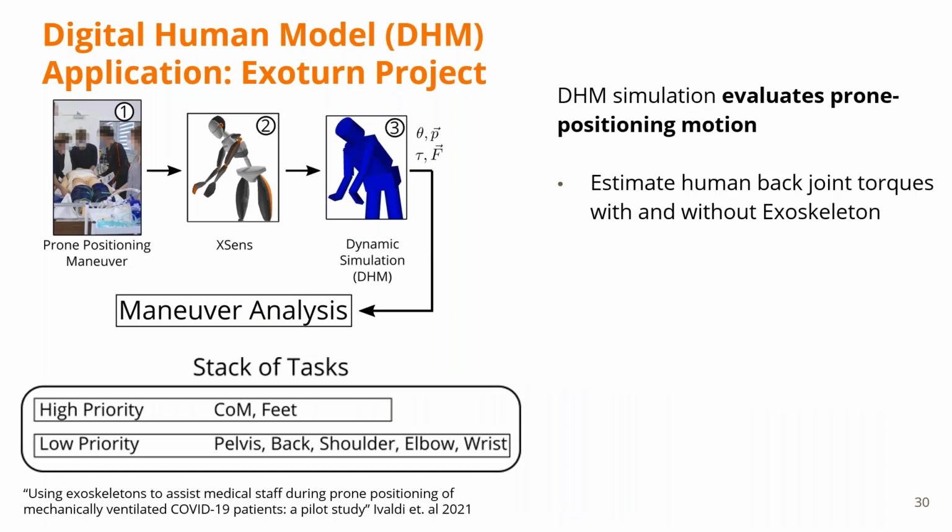Here, the motion is captured using the XSense system. Some Cartesian trajectories are then retargeted from the XSense model to our human model simulation using the QP controller that I previously mentioned, and its own associated stack of tasks. Then, for each motion, the torques at the model's joints are estimated. With these estimations, we can estimate the human torque efforts at the lumbar back, as well as the exoskeleton calibration curve.